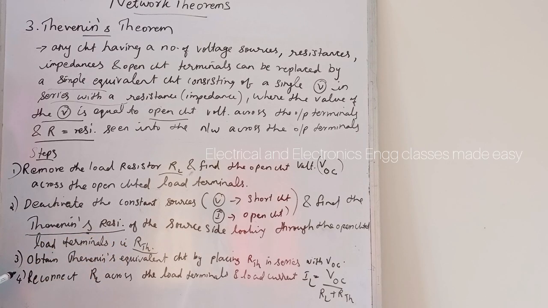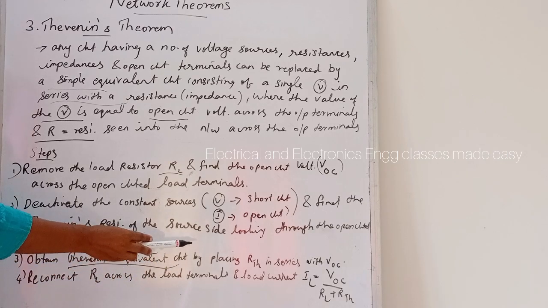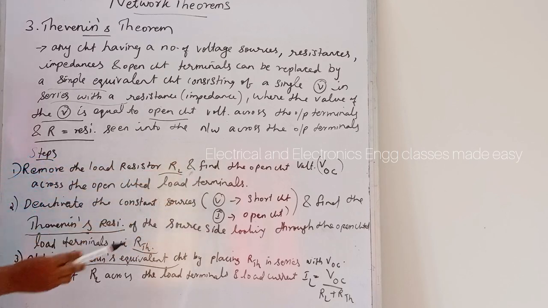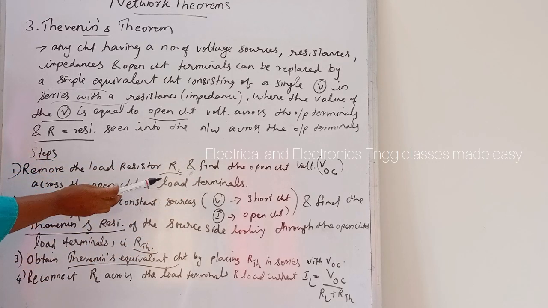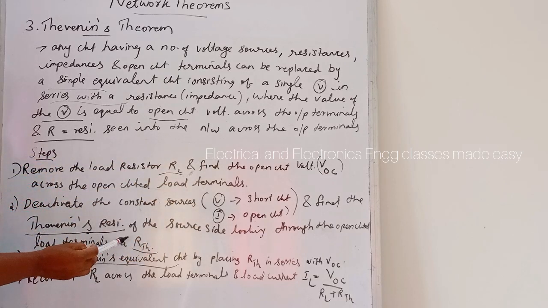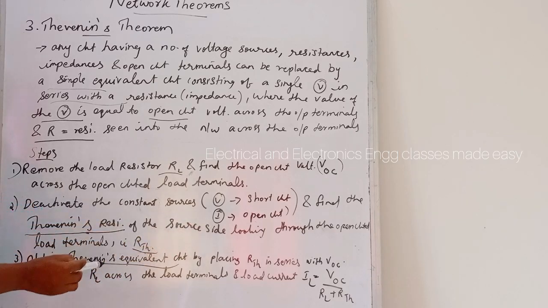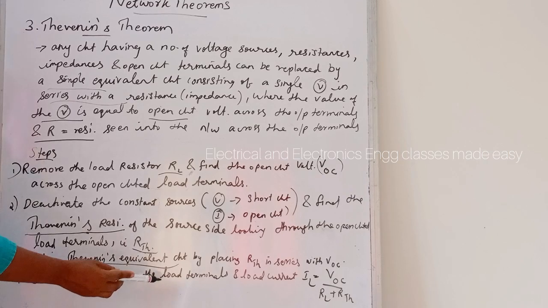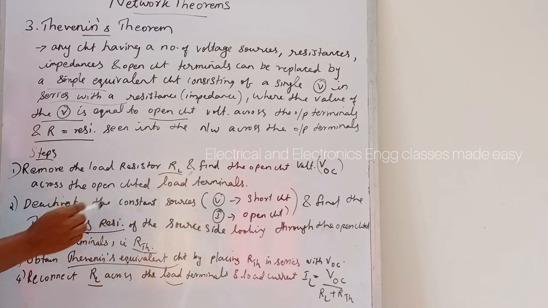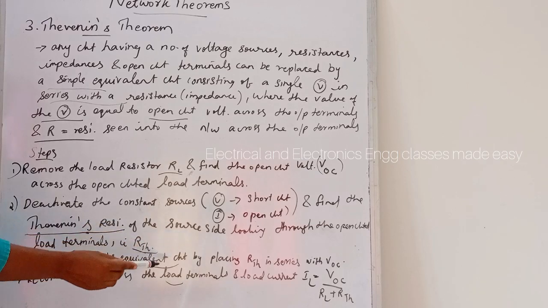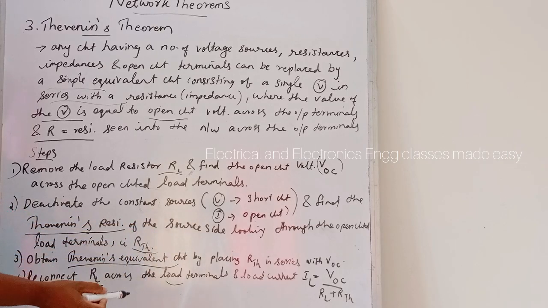Then the third step is to obtain the Thevenin's equivalent circuit by placing RTH in series with VOC. So from the first step we have got VOC, and from the second step RTH. Now place this RTH in series with VOC, and that is the equivalent Thevenin's circuit. Then reconnect the load resistor RL across the load terminals and find the load current IL, which is equal to VOC divided by RL plus RTH.